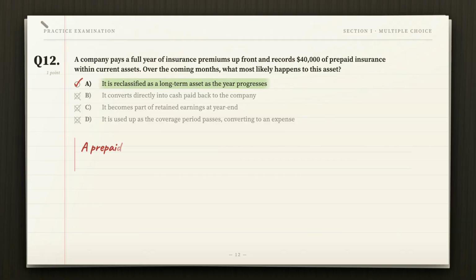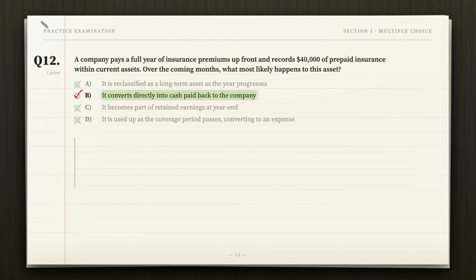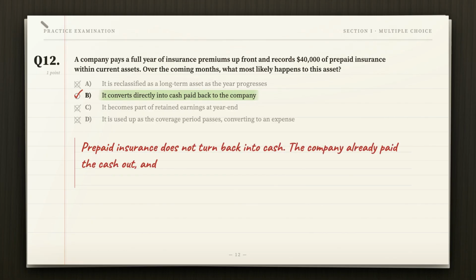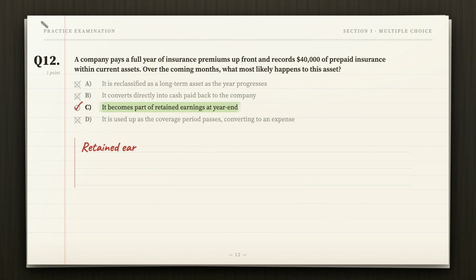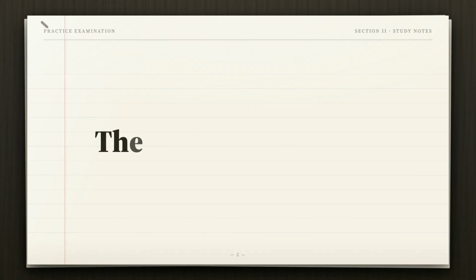A is wrong because a prepaid expense does not migrate to the long-term asset section over time. It shrinks towards zero as it is used up within the operating period. B is wrong because prepaid insurance does not turn back into cash. The company already paid the cash out, and the asset represents coverage it will consume, not money it will receive. C is wrong because retained earnings is a cumulative equity account, not where a used-up prepaid asset lands. The prepaid balance becomes an expense as coverage is consumed.